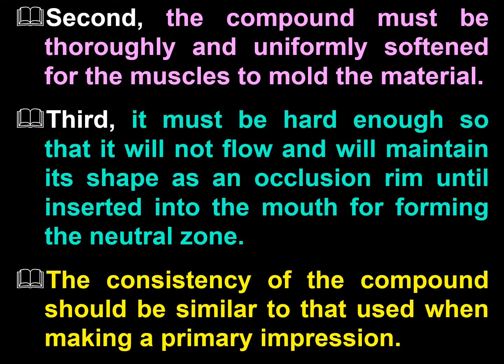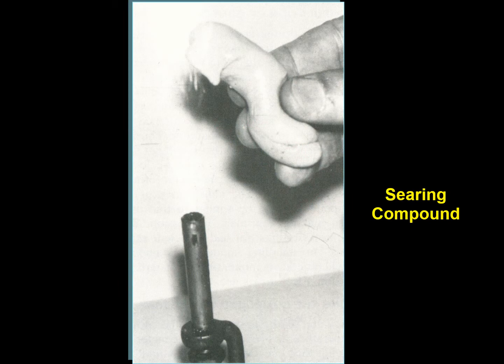Second, the compound must be thoroughly and uniformly softened for the muscles to mold the material. Third, it must be hard enough so that it will not flow and will maintain its shape as the occlusion rim until inserted into the mouth for forming the neutral zone. The consistency of the compound should be similar to that used when making a primary impression. So the compound is softened on a flame.